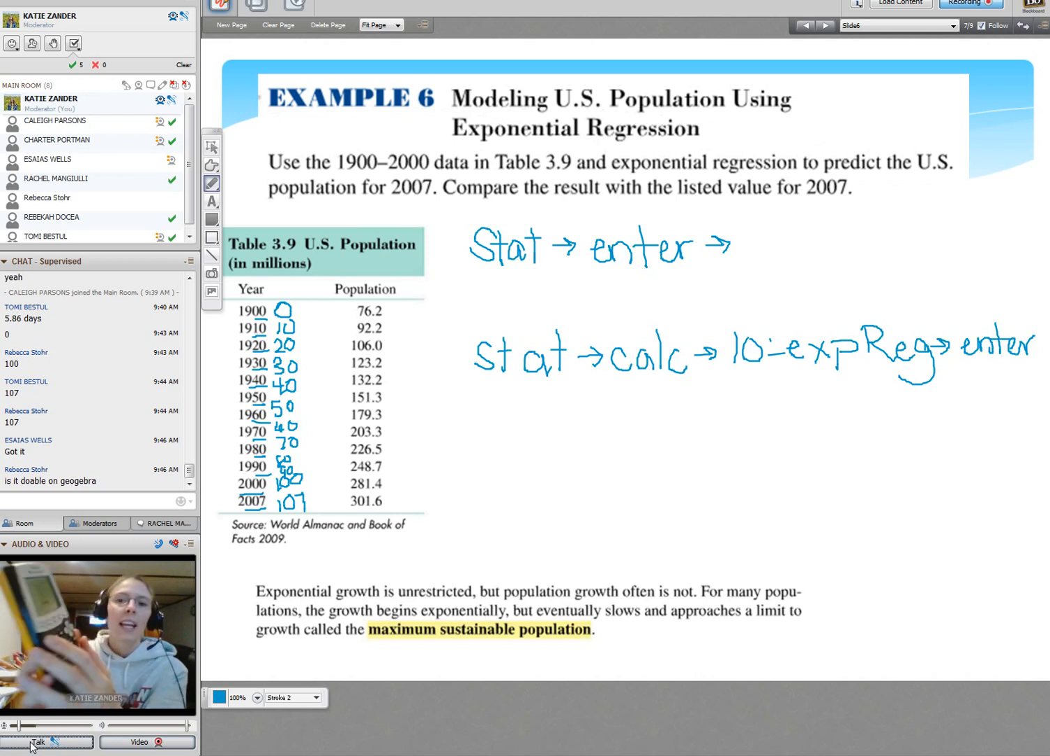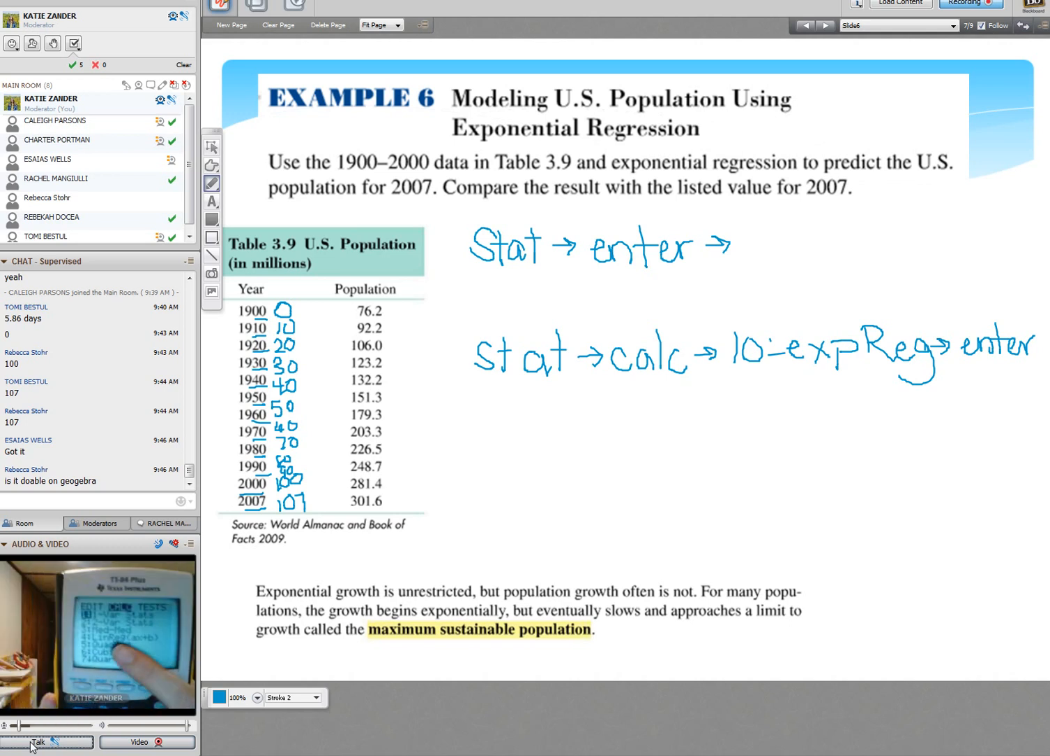All right, let's hit second quit to get back to your home screen. Your lists are in there. So to get the values for your exponential function, we've got to go to stat again. So stat. We need to go over to calc. Notice how calc is in the middle. So use the arrow key to move over. And it gives you a whole bunch of new options then.